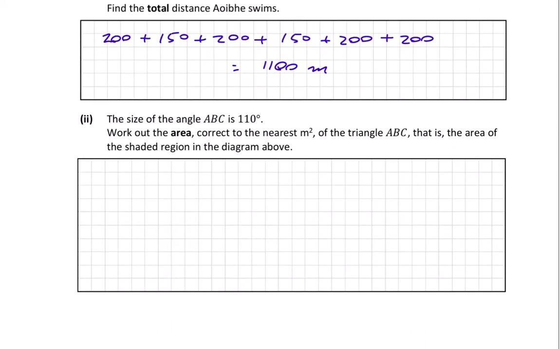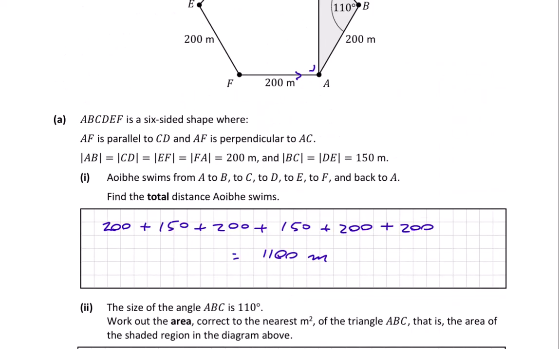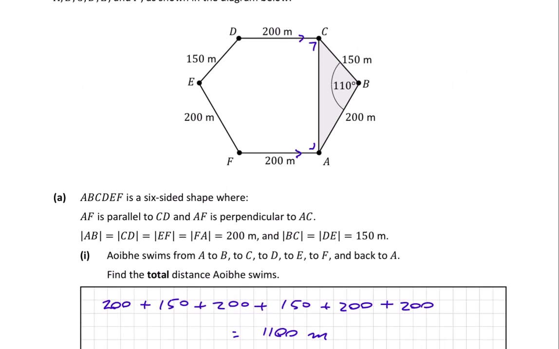The size of the angle ABC is 110 degrees. Work out the area correct to the nearest square meter of the triangle ABC, that is the area of the shaded region in the diagram above. So we've got to find the area of this triangle here. We can see that we've got this side, and we have the enclosed angle. So that means we can use the formula half ab sine C. A is 150, B is 200, and the angle C is going to be 110.